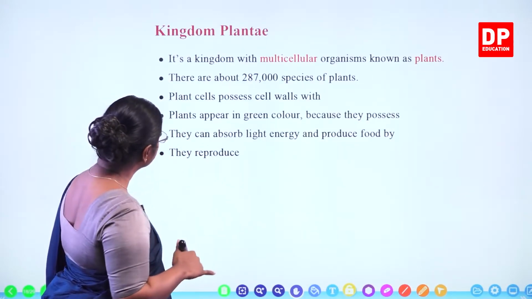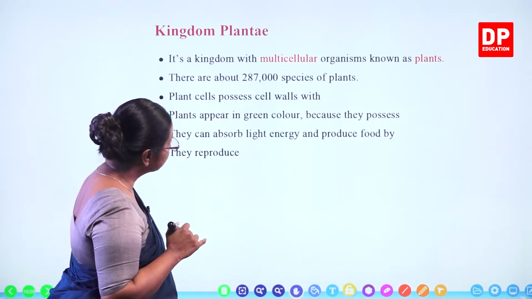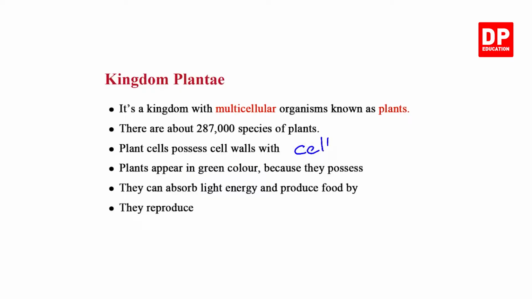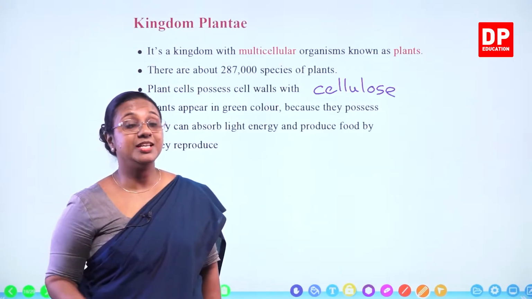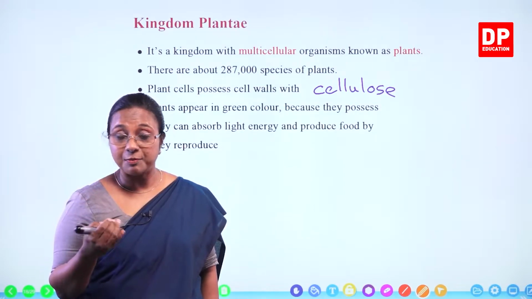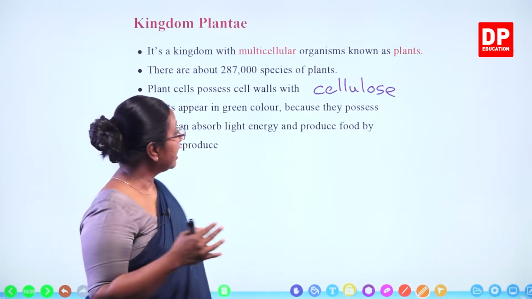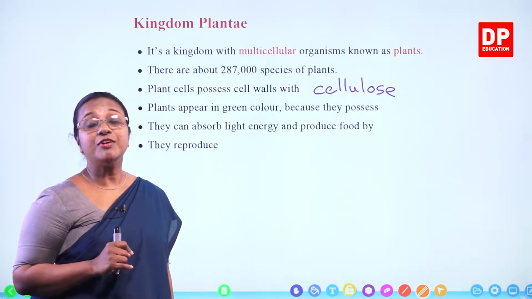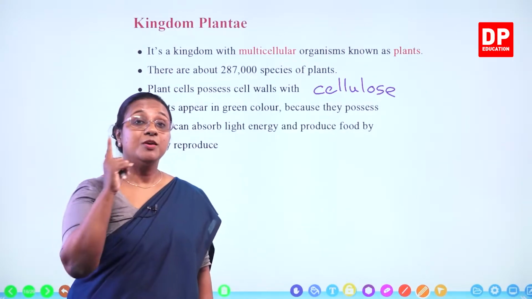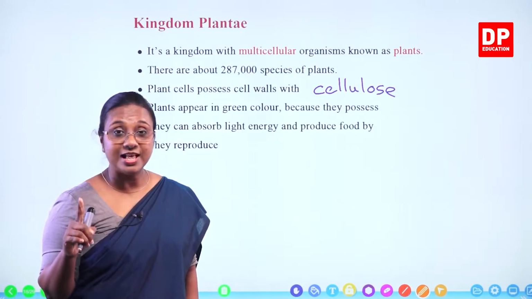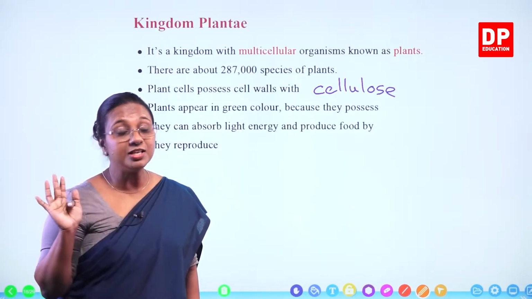Then if we look at the third feature, plant cells possess cell walls with cellulose. You have to remember that compound. What is cellulose? You all can remember students. It is a polysaccharide, a type of carbohydrate. So it's a polysaccharide made up of glucose units. So that is the substance or compound that makes up the cell walls of plants. And you can remember, when we compare the animal cell with the plant cells, plant cells have a cell wall. Animal cells do not have a cell wall.